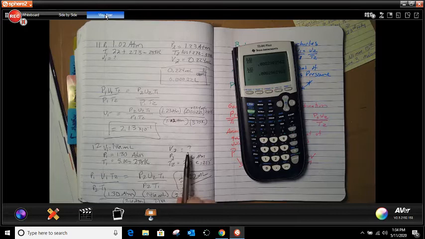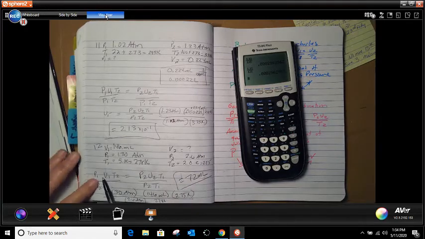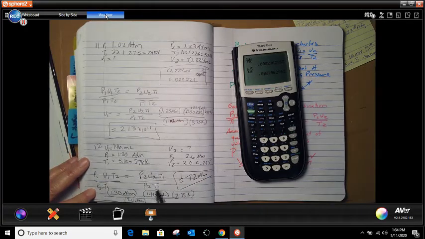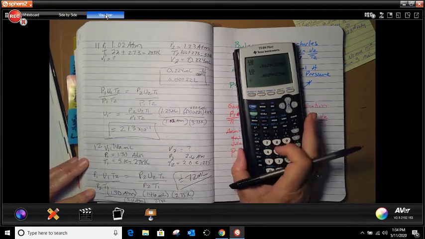And what is the volume of the balloon? So we're looking for volume 2. Same thing again. Crisscross, divide from what you want to know. Put your number in and you get 72 milliliters, and that is your answer.